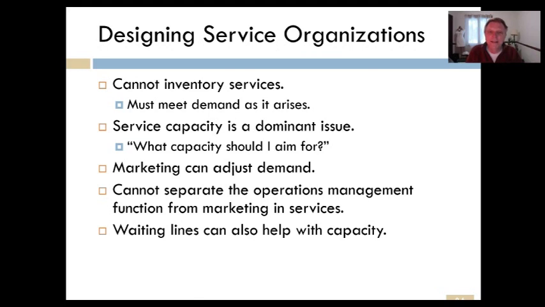So service capacity is a pretty big issue because you have to figure out, what am I going to design my process for? How many people should I be able to handle at any one time? And what happens if the people don't show up? Can I flex my process down? What if more people show up? Can I flex up? And marketing can help adjust demand.